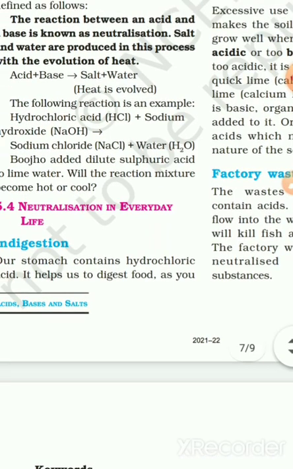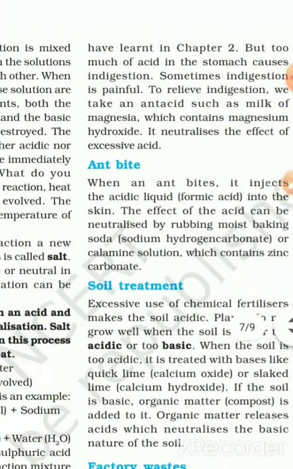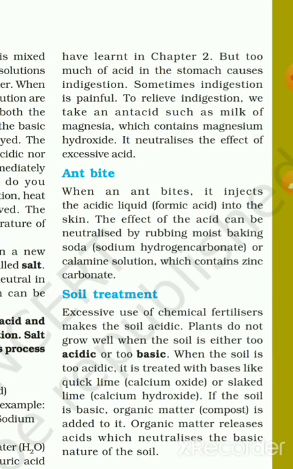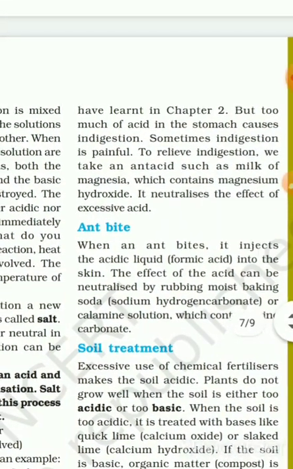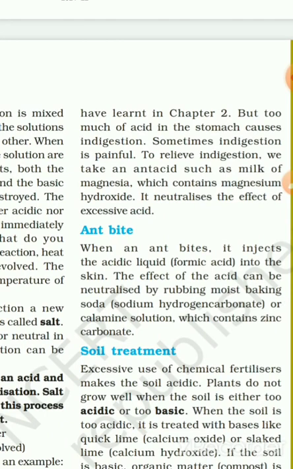Next is neutralization in everyday life. You might have a stomach ache sometimes when you eat more. It is because of the acid. Sometimes this acid is very good, but when it is in more amount, it can be very harmful for your health. One example is hydrochloric acid. Hydrochloric acid breaks down the food and it is very good for our digestion, but it can be painful if we have a lot of hydrochloric acid.